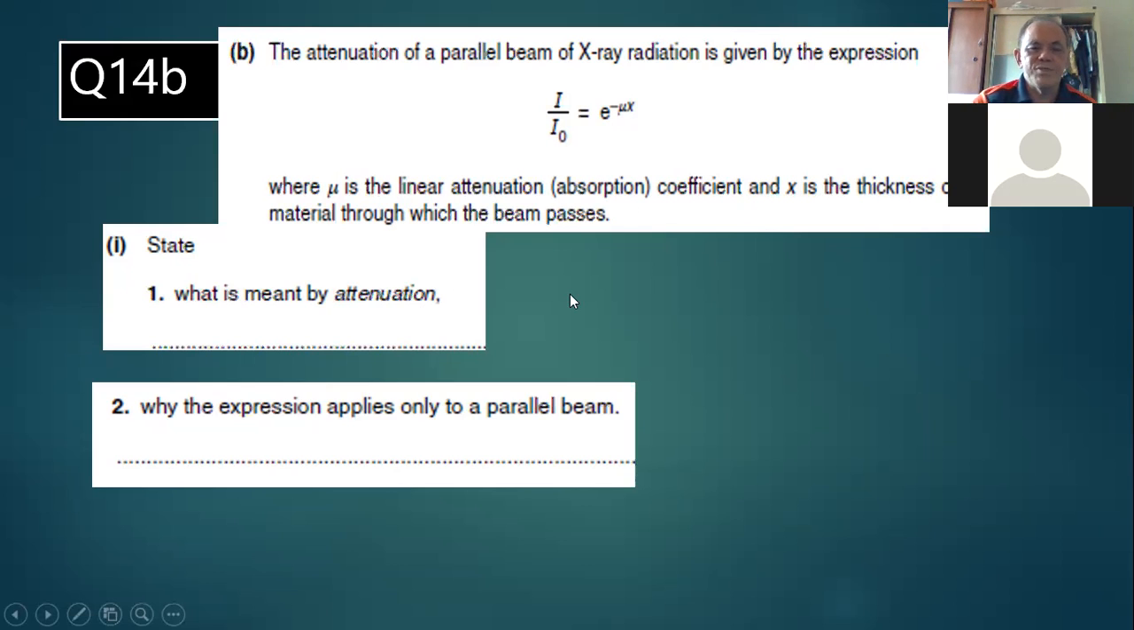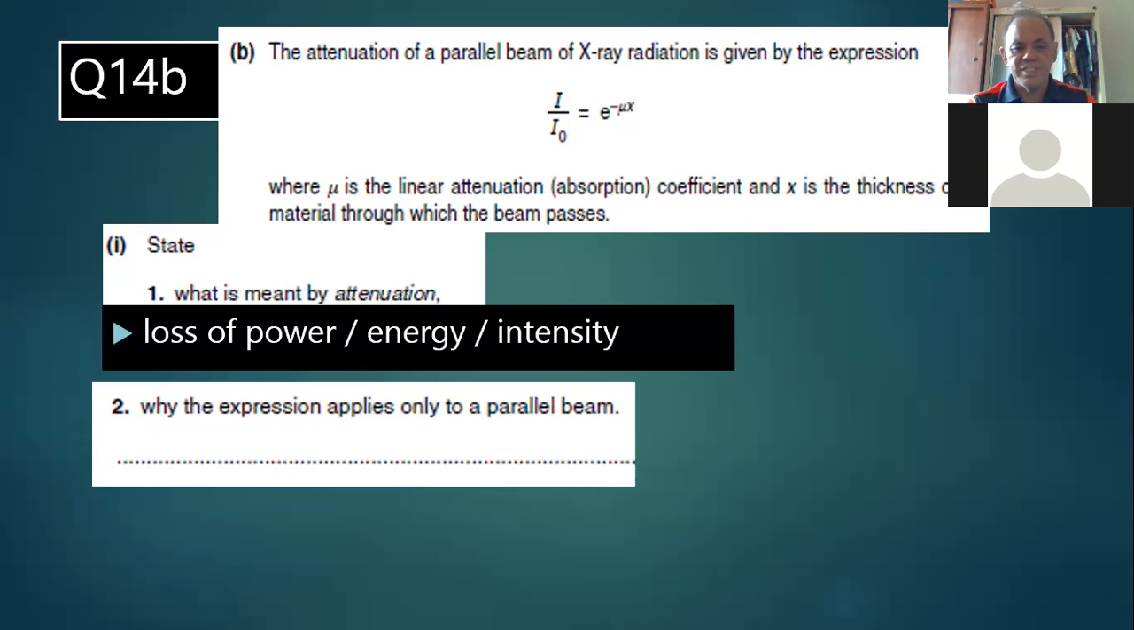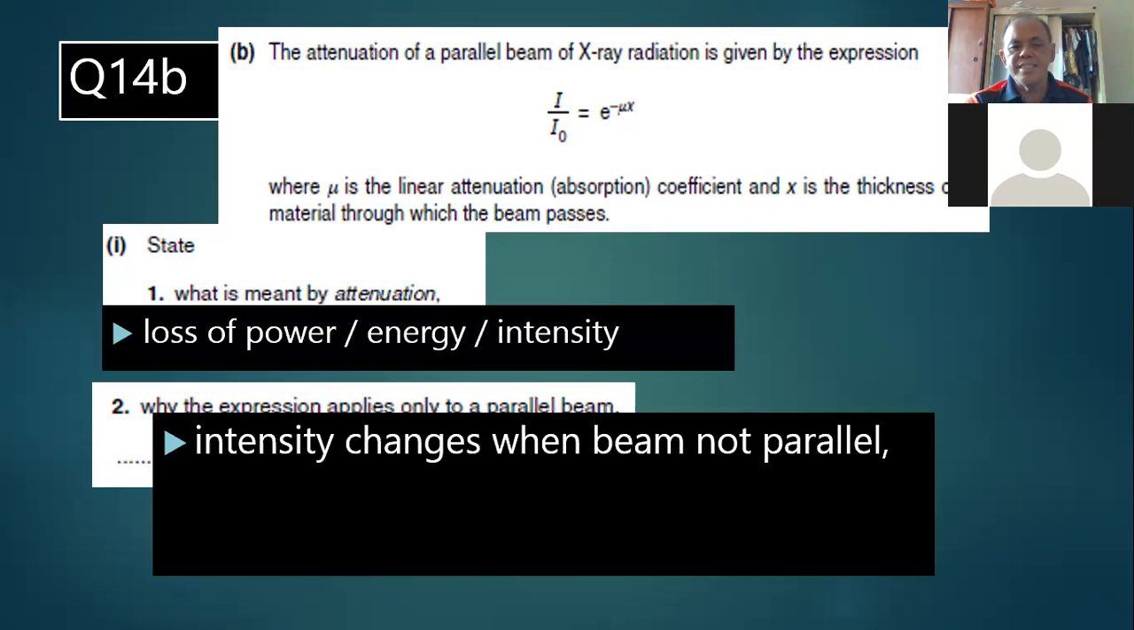What is meant by attenuation? And we will encounter this very commonly from now onwards. What is attenuation? Remember, loss of power, loss of energy, or loss of intensity, or decrease in amplitude. Why does the expression apply only to a parallel beam? Intensity changes when the beam is not parallel. Some have to travel a longer distance.